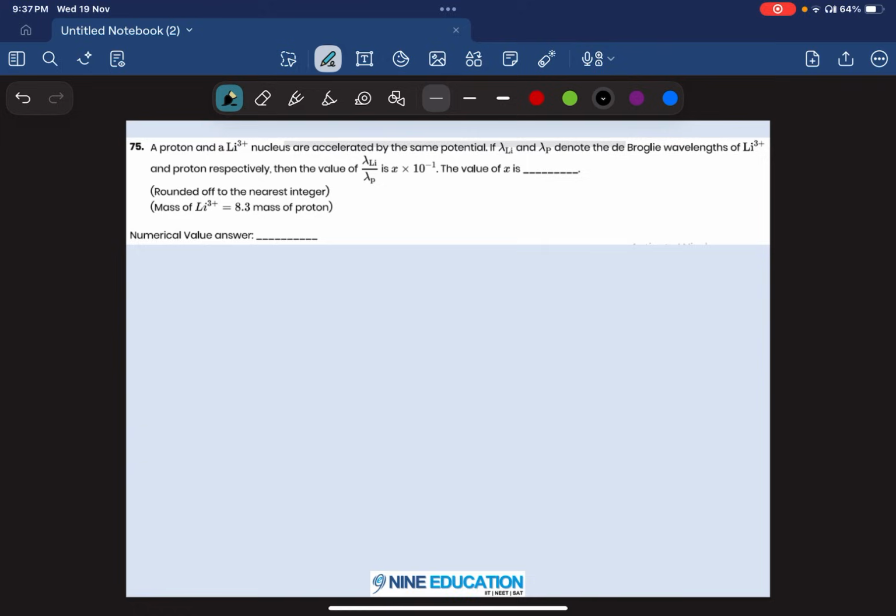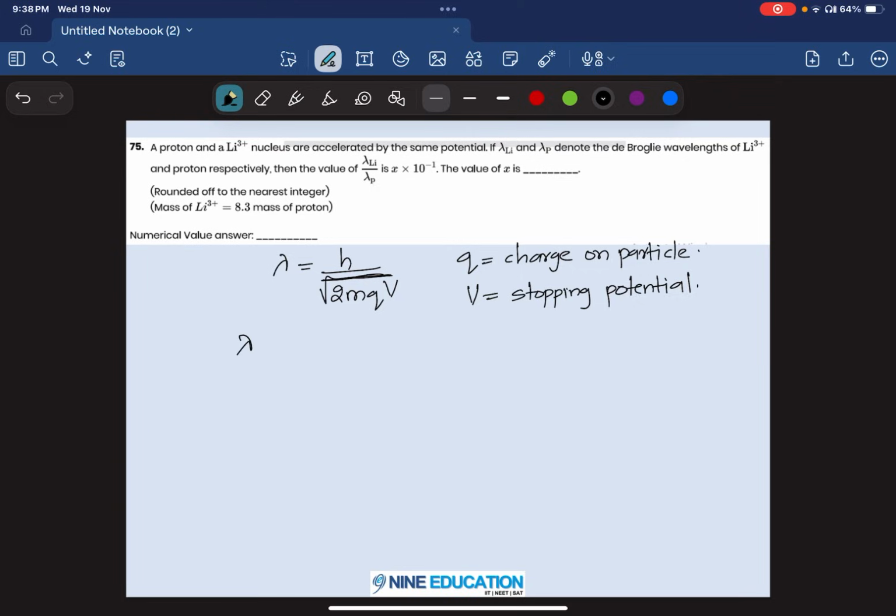So you have to remember one more formula here. Lambda de Broglie is equal to h by under root 2 into m into q into v, where q is the charge on your particular particle, whereas v is nothing but the stopping potential. So here, this is one more de Broglie wavelength formula. We need to use this formula and calculate this question.